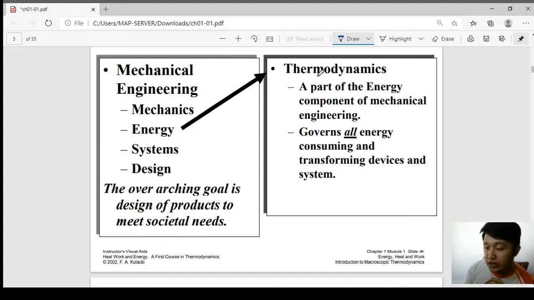Or energy cannot be created nor destroyed, but the total amount of energy converted is still the same.